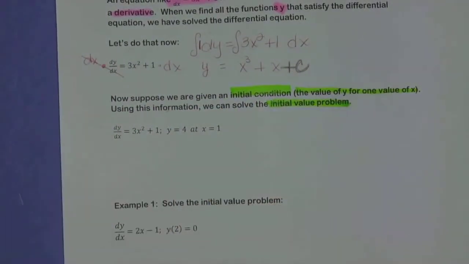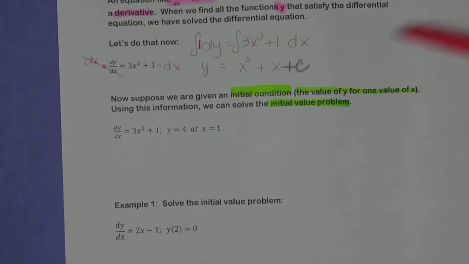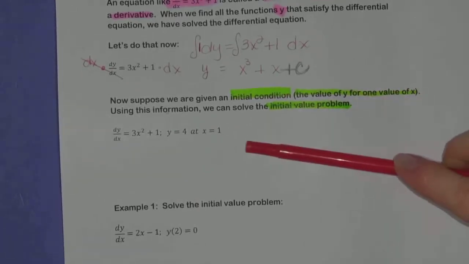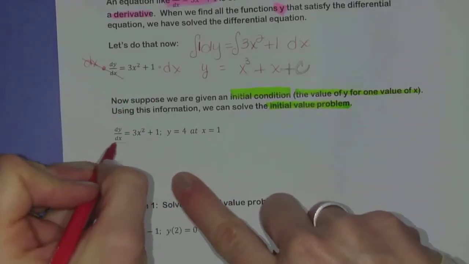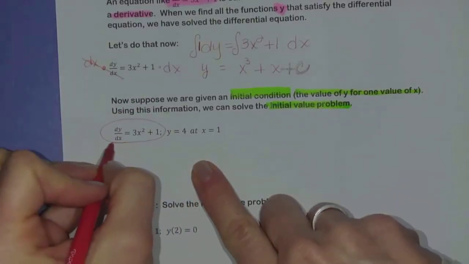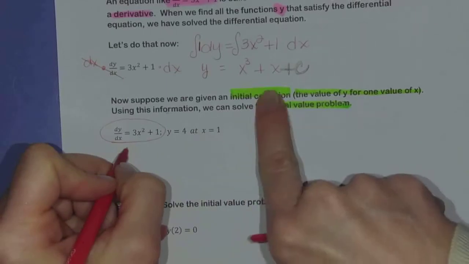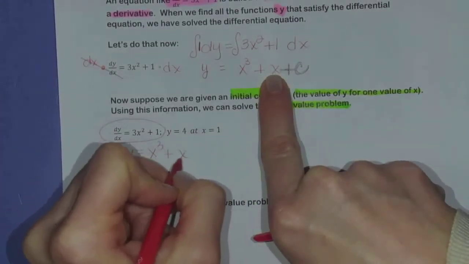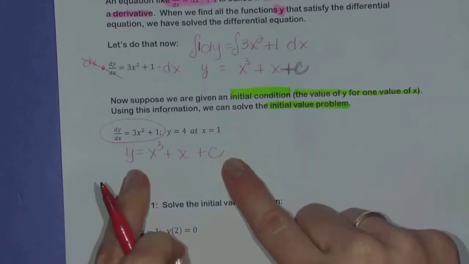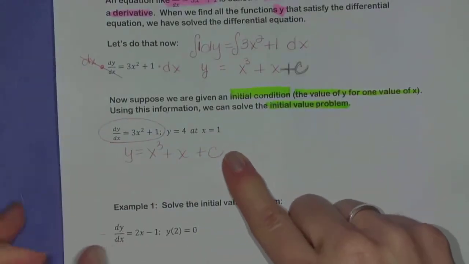So to solve the initial value problem, you just take what you did up here and you go a step further and you solve for c. So we already know this part. We've already done this above, so I'm not going to redo it. I'm just going to write what I have here. y is equal to x cubed plus x plus c. That's the differential equation solved for y.